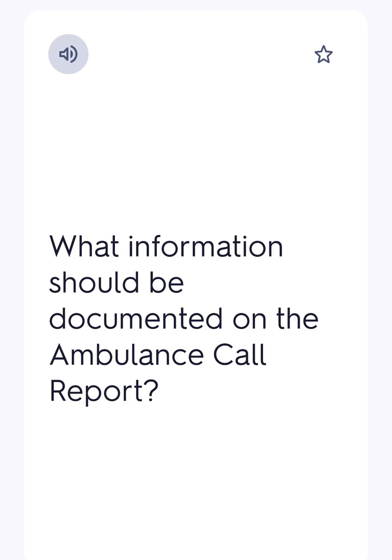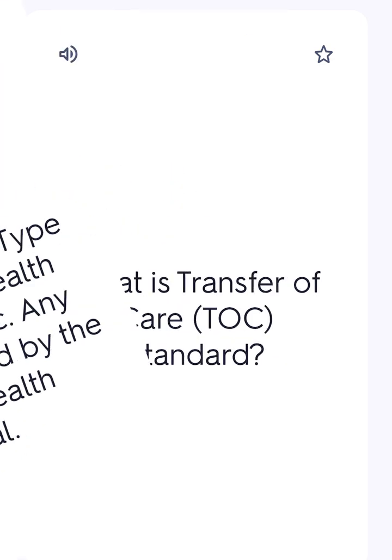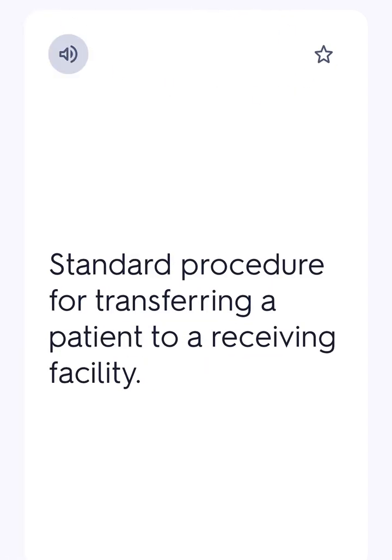What information should be documented on the ambulance call report? A. Name of the regulated health professional. B. Type of regulated health professional. C. Any care provided by the regulated health professional. What is transfer of care standard? Standard procedure for transferring a patient to a receiving facility.